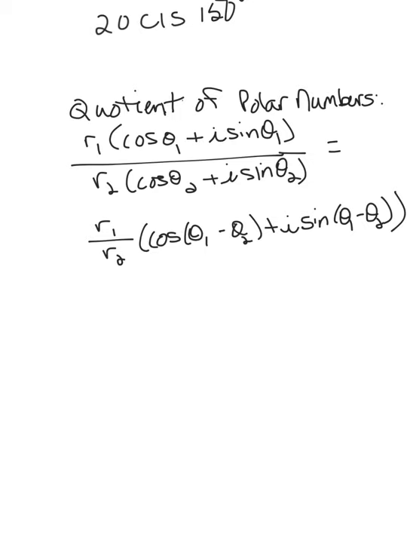As you might expect, doing the quotient or division of polar numbers is going to be the reverse of multiplication. So you are going to divide the r's, take r1 divided by r2, and then instead of adding the angles, you are now going to subtract the angles.